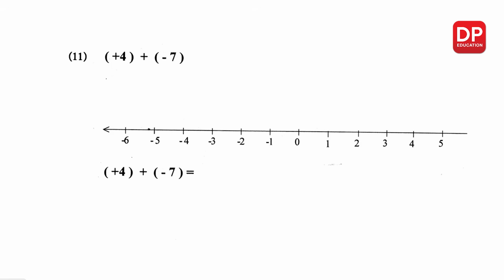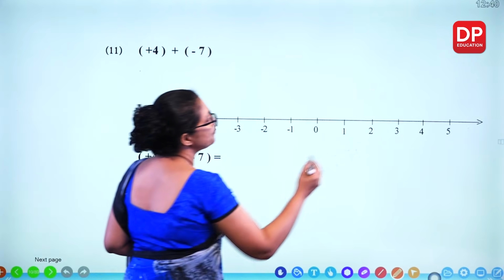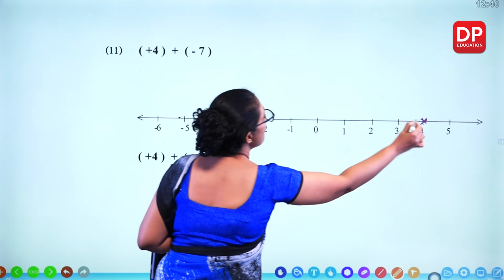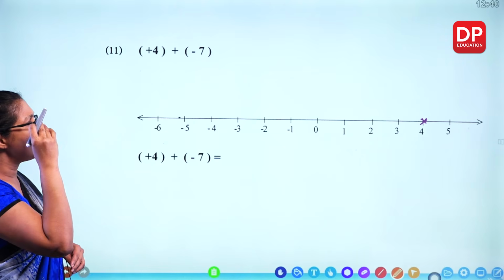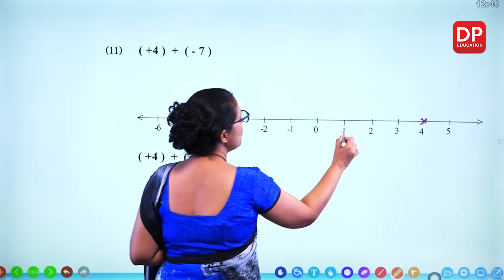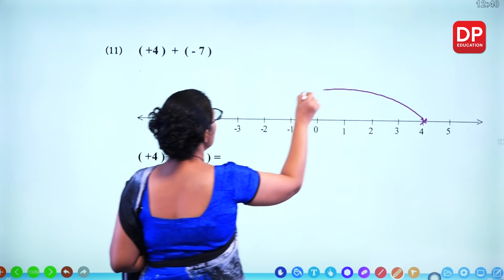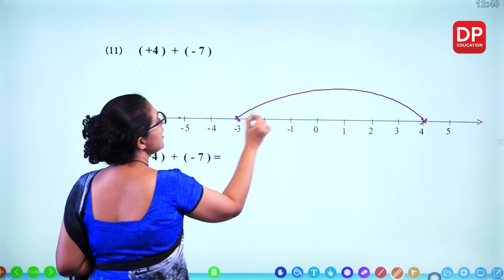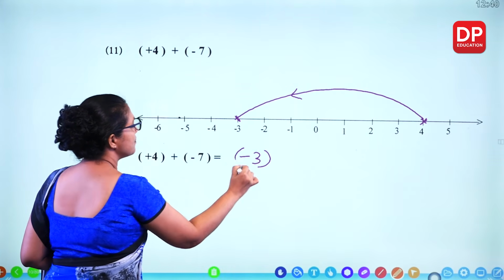Plus 4 plus minus 7. So starting point is plus 4. Plus and minus 7 means move 7 places to the left. So what's the answer? 1, 2, 3, 4, 5, 6, 7. So here to here. So the final position is minus 3.